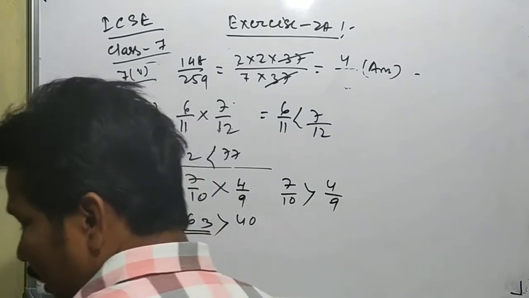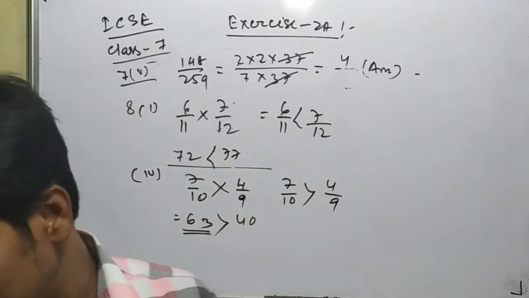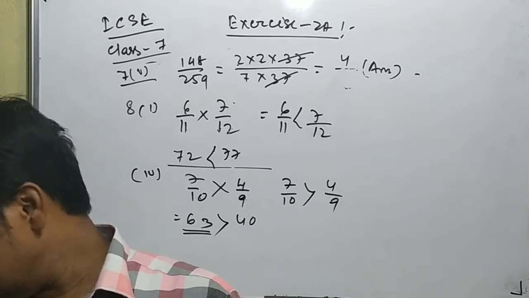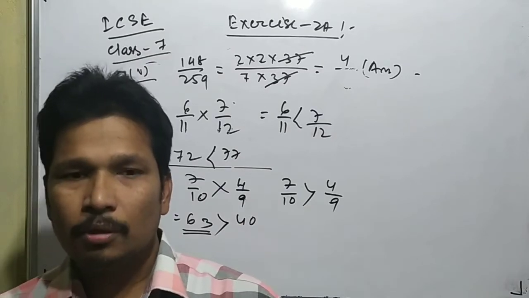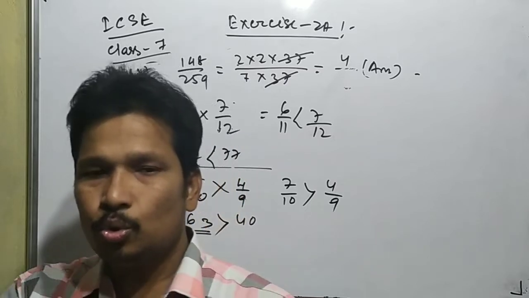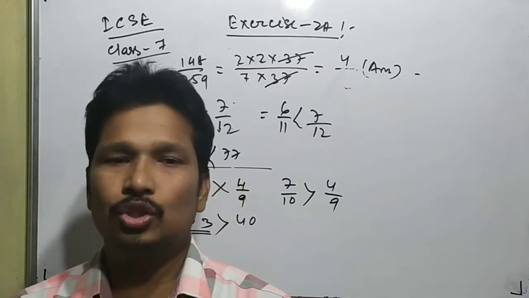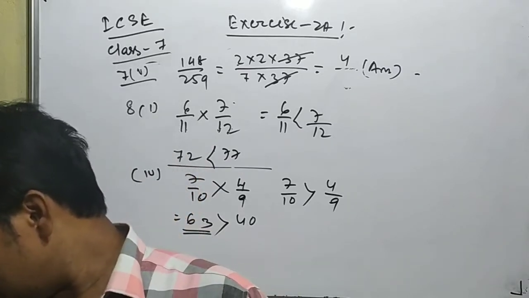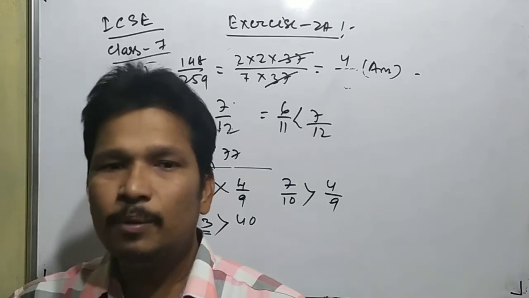Now our last questions, 9 and 10. In questions 9 and 10, it is given: arrange the following fractions in ascending order, and arrange the following fractions in descending order. The process will be the same. At last we have to decide which one is greater. From the smallest to the greatest is ascending order, and from the greatest to the smallest is known as descending order. So we will do only one question and do the ascending and descending order of the same question.